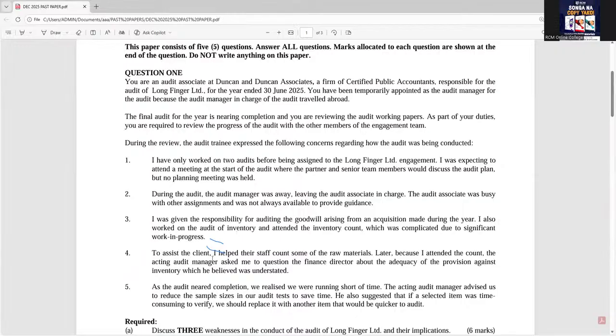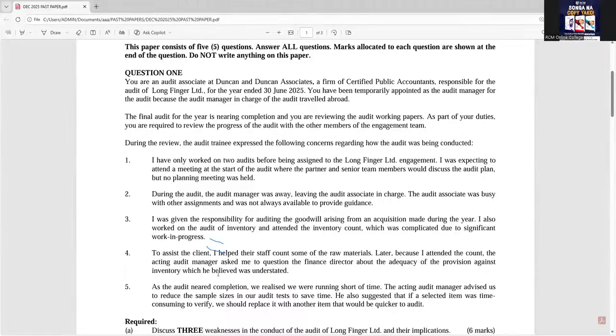Number 4, to assist the client, I helped their staff count some of the raw materials. Later, because I attended the count, the acting audit manager asked me to question the finance director about the adequacy of the provision against the inventory, which he believed was understated. So the acting audit manager asked me 2 questions.